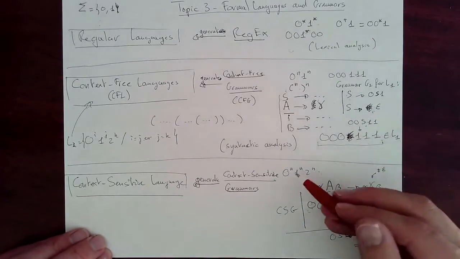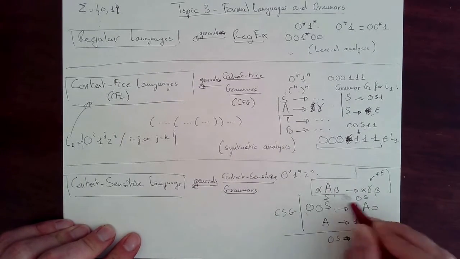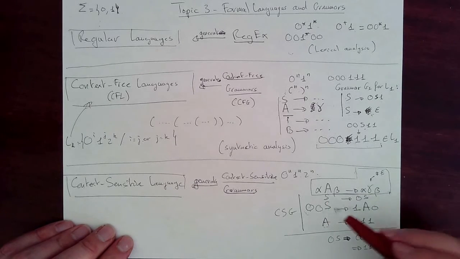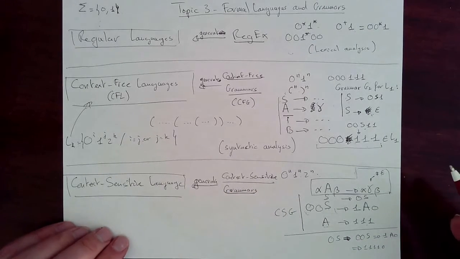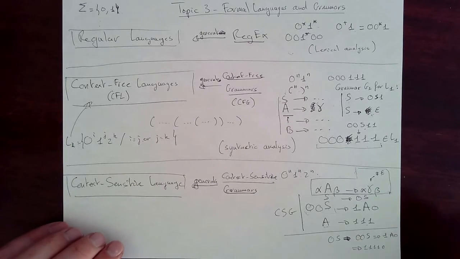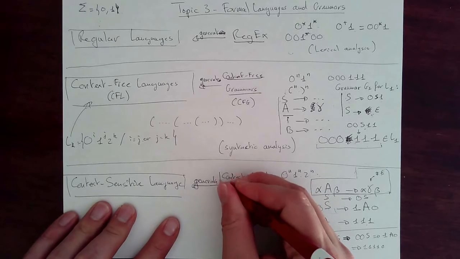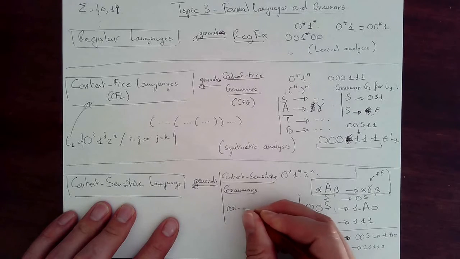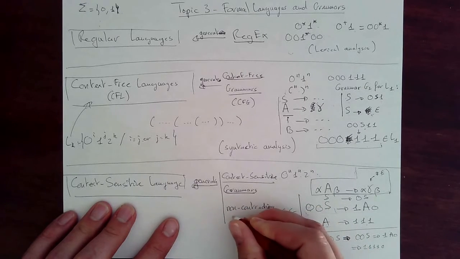So another way to describe this, the description is a bit harsh to grasp because of the alpha, beta. There is another equivalent way to define the context-sensitive languages that I like because it's very easy to understand. We can also talk about non-contracting grammars.